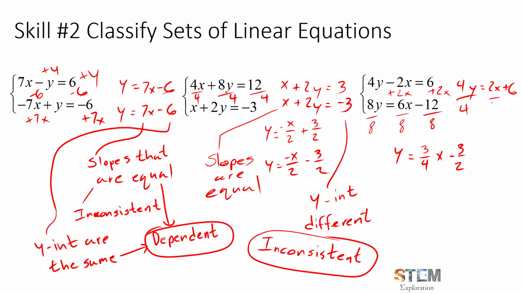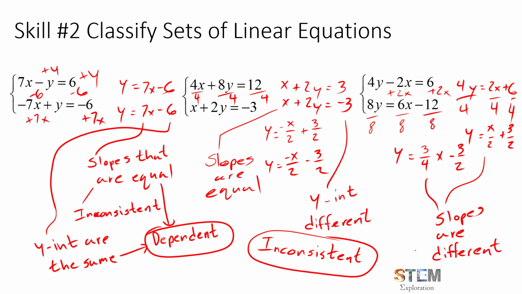And if we divide all that by 4, we get y is equal to x over 2 plus 3 over 2. In here, it doesn't even matter what the y-intercepts are in this particular case. I see right here that the slopes are different, and therefore the system is independent. And it doesn't even matter what else is going on. If the slopes are different, you know that it is an independent system, and that this equation, for example, would have one solution.